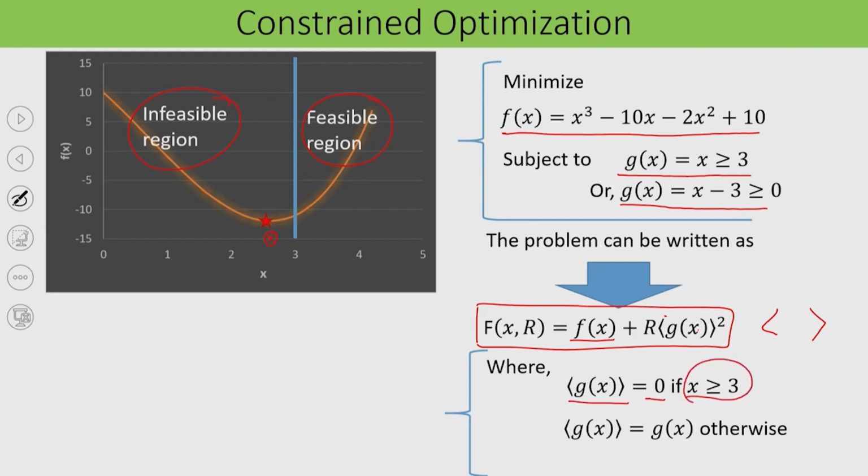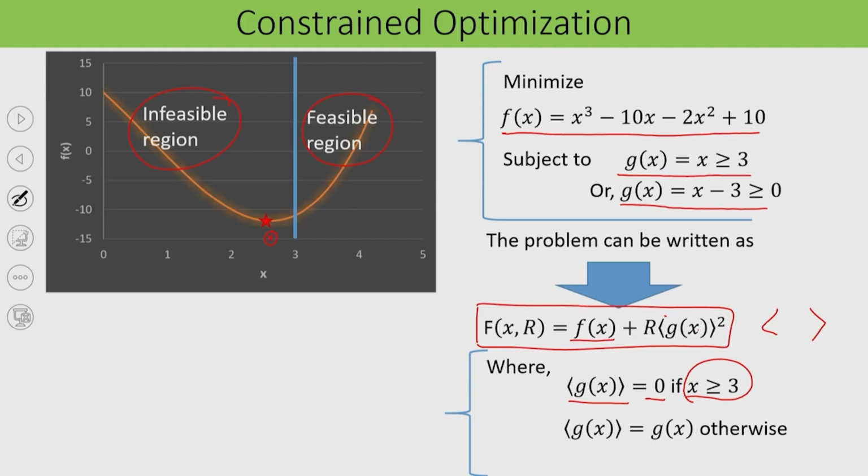What does it mean? That means if the solution is on the right hand side in the feasible region, this bracket operator will give you 0. That means if the solution is somewhere in the feasible region, then there is no constraint violation. Therefore, I can say the constraint violation is 0. So if x is greater than 3, the constraint violation is 0 and this bracket operator will give you 0.